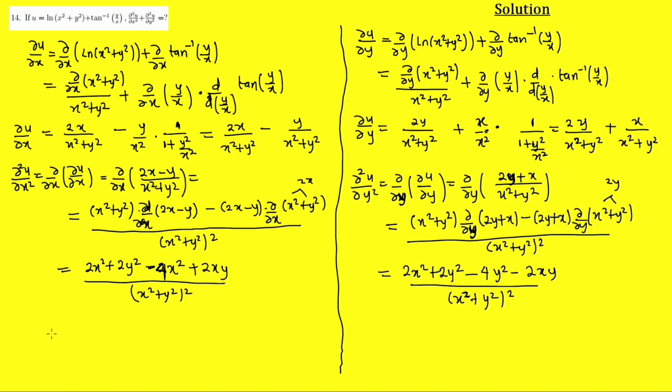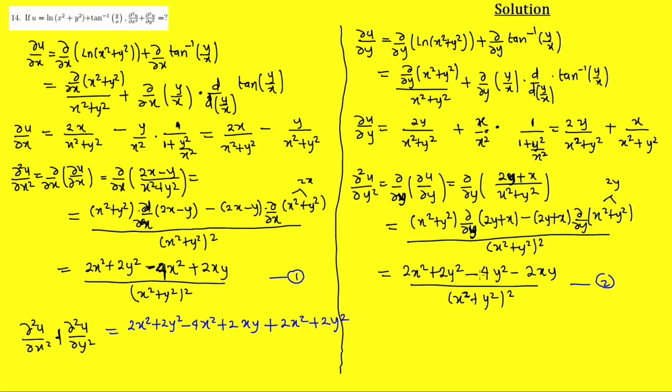Now we want to find ∂²u/∂x² plus ∂²u/∂y². So what's the answer to this question? Now if I add both of them together, let's call this 1 and let's call this 2. So if I add 1 and 2 together, what am I going to have? I'm going to have 2x squared plus 2y squared minus 4x squared plus 2xy, then plus 2x squared plus 2y squared, minus 4y squared minus 2xy, all divided by, since they have a common denominator, x squared plus y squared all square.